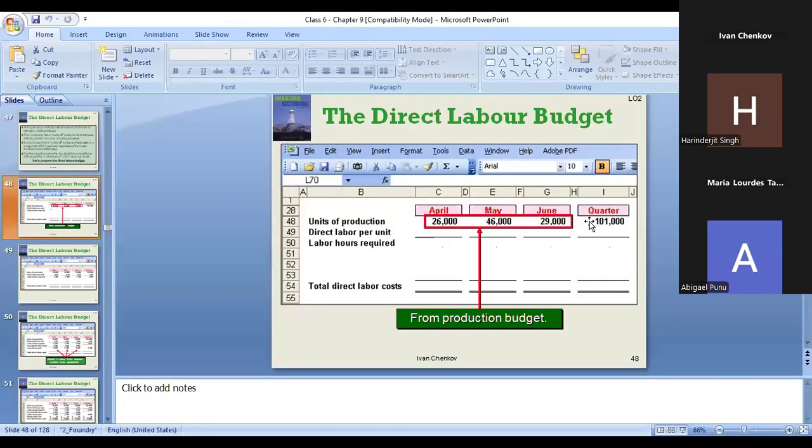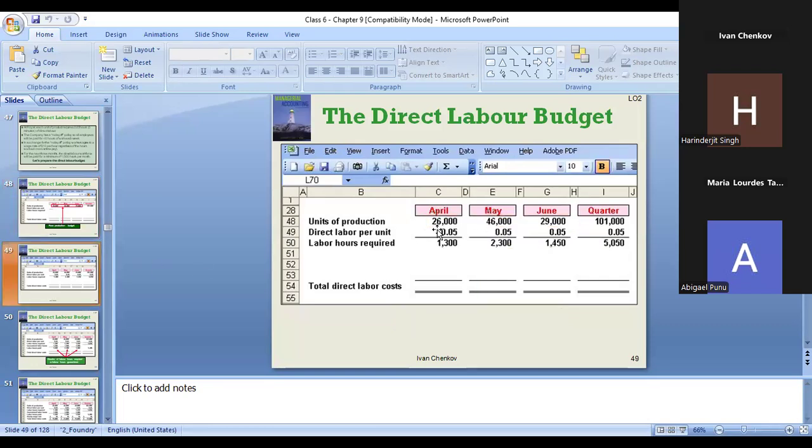Let's go now to the slides and see how the slides deal with the situation. They should deal with it exactly the same way. Again, they're starting with the units of production. Then they add the 3 minutes or 0.05 hours, and they see how many hours are required.